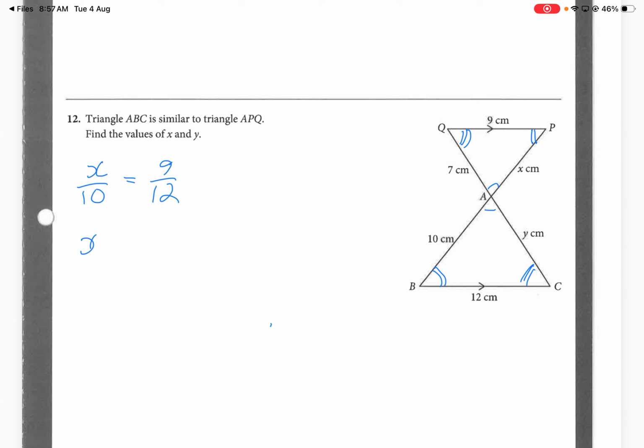Then if I multiply by 10, I can get my answer. Multiply 10 on both sides, answer already. 90 divided by 12 is 7.5. Okay? Can you all try to form your equation for y?